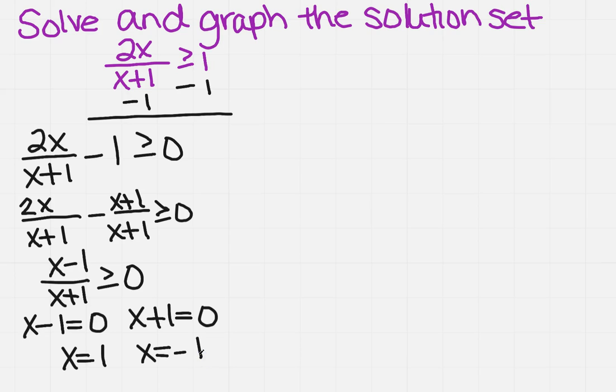Okay, so now it's exactly like we've been doing. You're kind of home free. We're going to draw our number line. I've got a minus 1. And I've got a positive 1. So again, we're going to have 3 intervals.